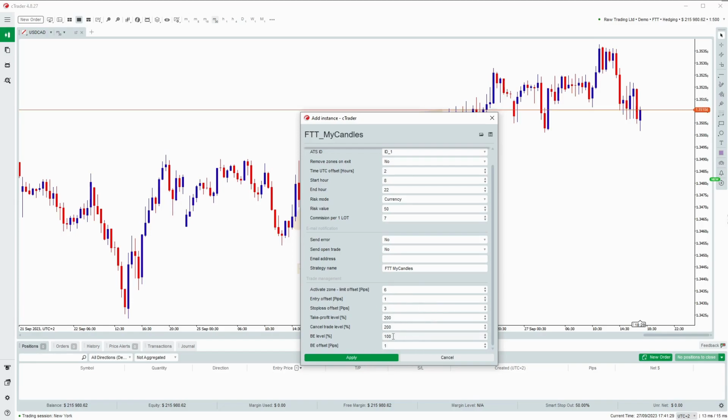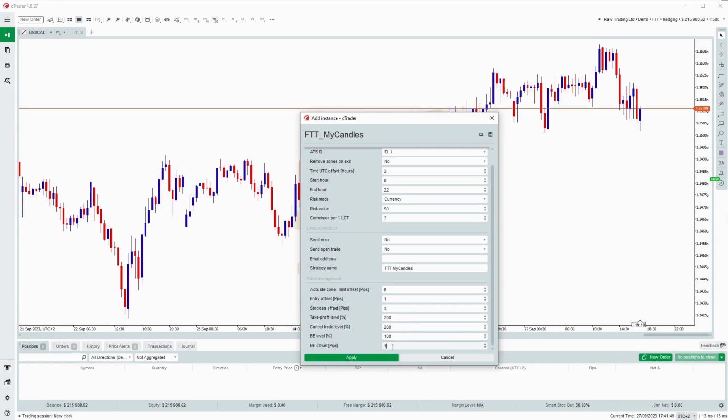Break-even level. According to the above settings, I have set the trade to profit with a risk-reward ratio of 1 to 2. If I set the break-even level to 100 and the price goes into profit by 100% of the zone size, the stop loss will automatically move to the position entry price. This secures the position and I no longer risk anything.